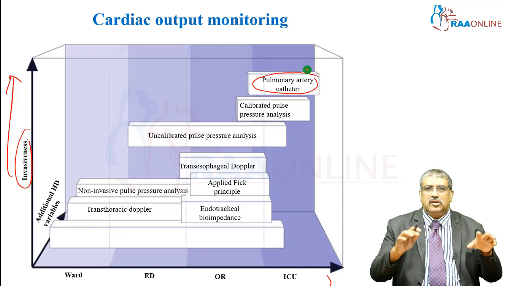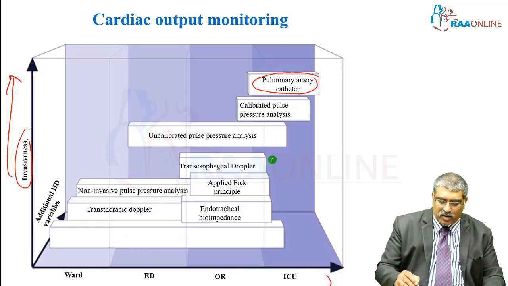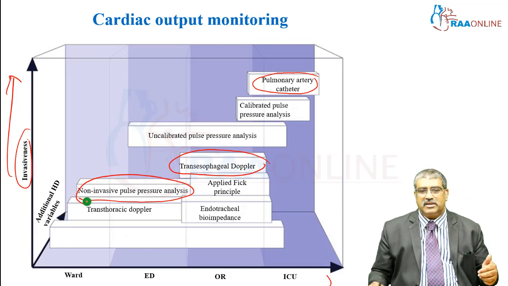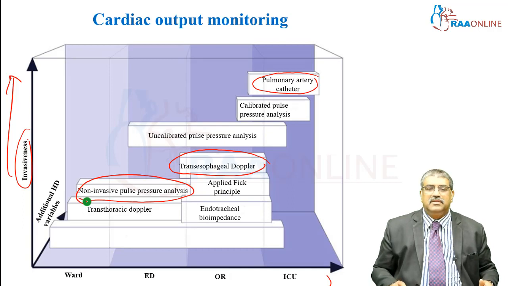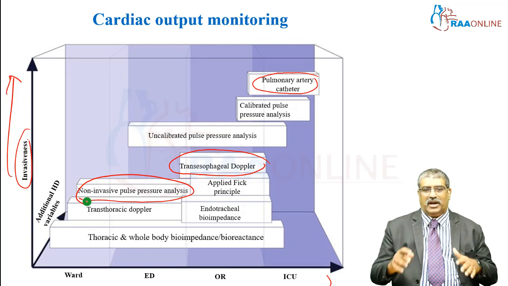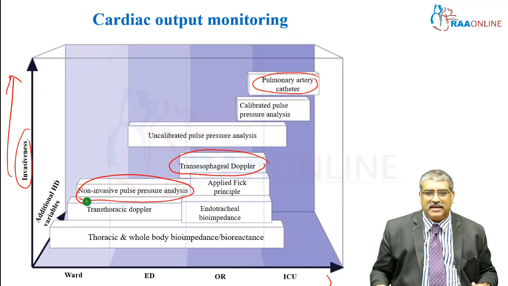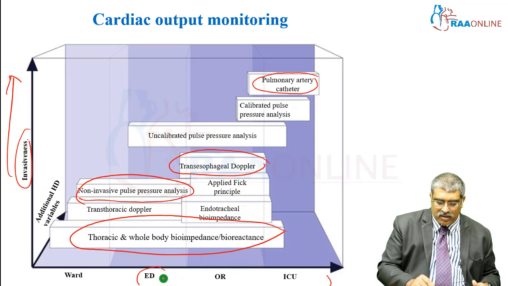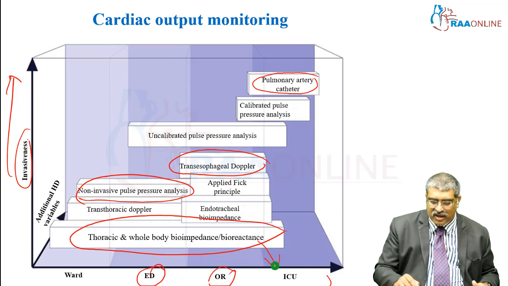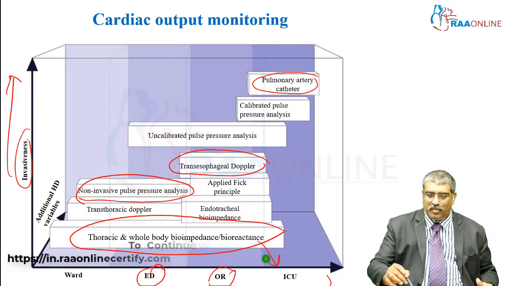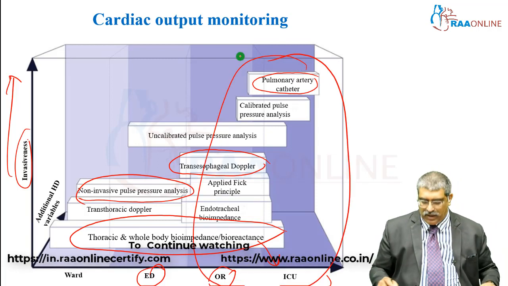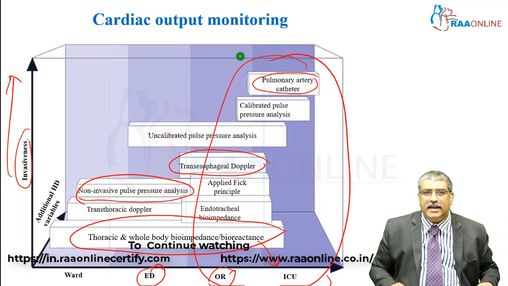Then come various non-invasive measurements of cardiac output like transesophageal Doppler, non-invasive pulse pressure analysis, transthoracic Doppler, endotracheal bioimpedance and applied Fick principle. The least invasive are going to be your bioimpedance and bioreactance. This non-invasive monitoring can be used in the ward, emergency, operating room and even in ICU provided the patient is stable. But only in ICU and operating room, the most invasive monitoring is being used, that too particularly in high risk patients.